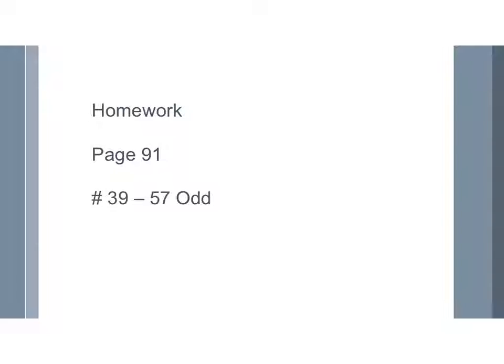So you have homework on this. It is page 91, and it's 39 through 57 odd. Tomorrow we will cover complex numbers. Remember when we did the radicals and we broke them down? And I told you that if you had something that looked like, your homework again is page 91.